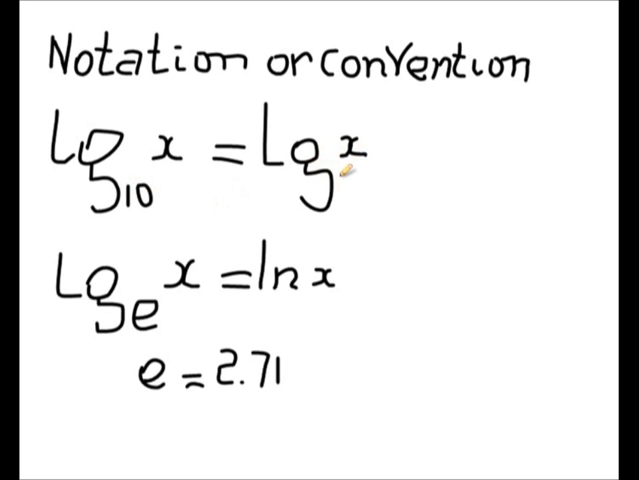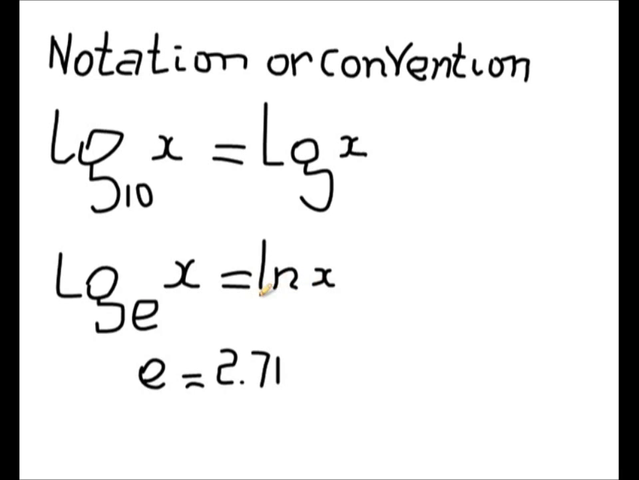That means log of x, where the base is 10. Okay, log base 10 of x. That's the same also when the base is e, where e is a number, the number of Euler, 2.71. So when the base is e, it is usually written like this: ln, we call this the natural logarithm, ln x.